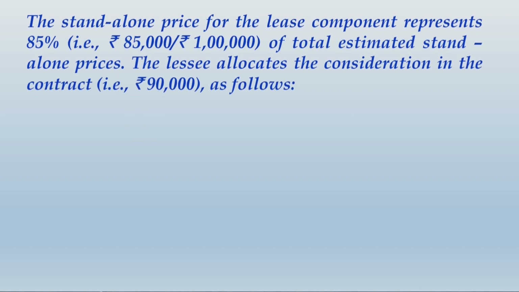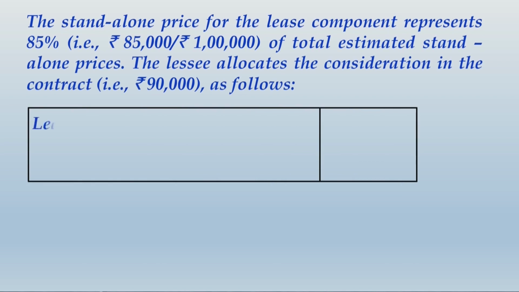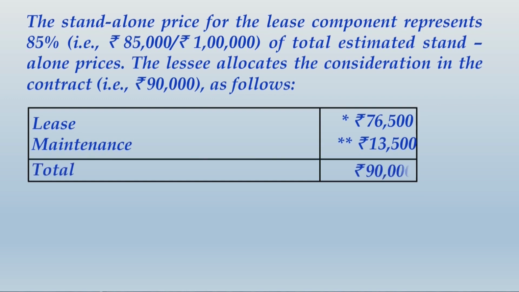The standalone price for the lease component represents 85%, that is 85,000 out of 1 lakh of total estimated standalone prices. The lessee allocates the consideration in the contract, that is 90,000, as follows. So as I told you, the lease part will be 76,500, which is 85% of 90,000, and maintenance part will be 13,500, which is 15% of 90,000. So total amount is definitely 90,000.